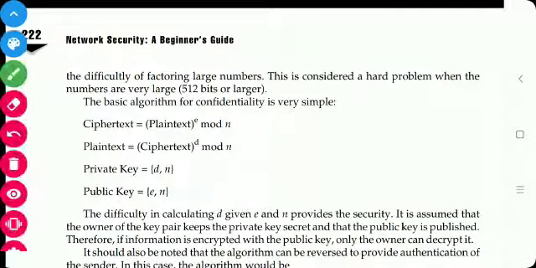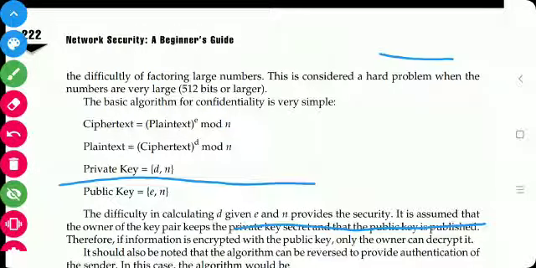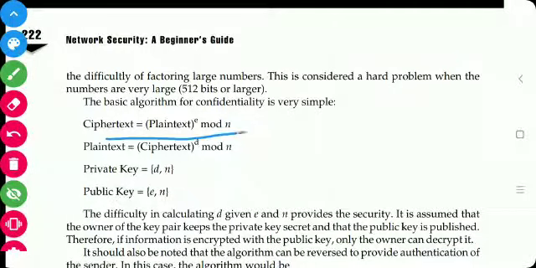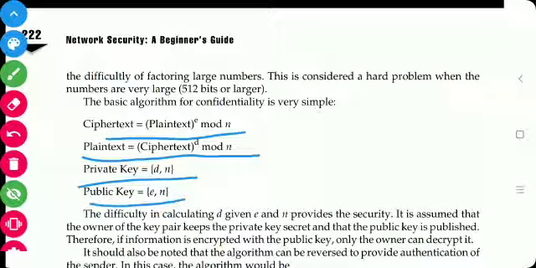Here, the ciphertext is equal to plain text raised to e mod n, and plain text is equal to ciphertext raised to d mod n. So our private key is d and n, and the public key is e and n. Here the difficulty is calculating d and e.